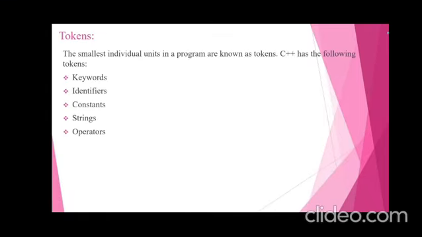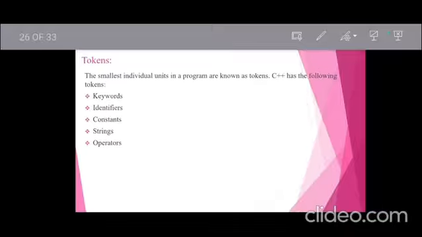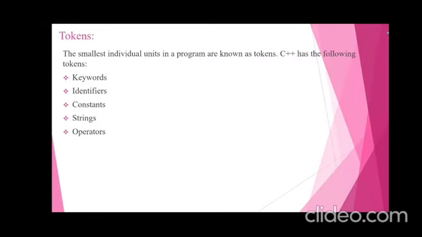And the next topic is tokens. Tokens are nothing but the smallest individual units in the program. There are 5 tokens in C++ programming. They are keywords, identifiers, constants, strings, and operators. The first one is keywords.